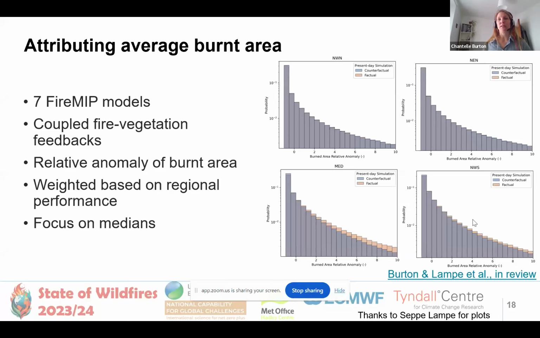counterfactual simulation. And these are IPCC regions, so 2 regions across Canada in the top 2 plots. And we can't see too much of a signal here, but actually we see much more of a change in the Mediterranean region in the bottom left, for example. So we're seeing much more of a change in average burned area due to climate change in the present day periods in the Mediterranean.